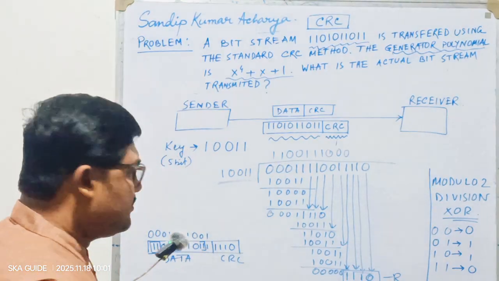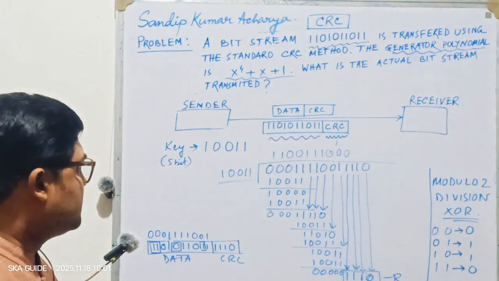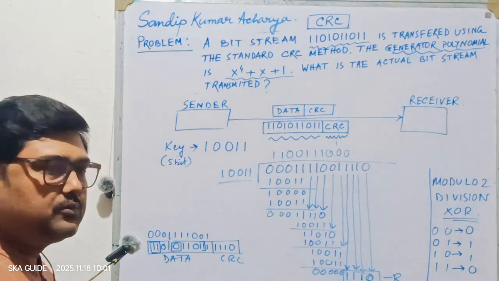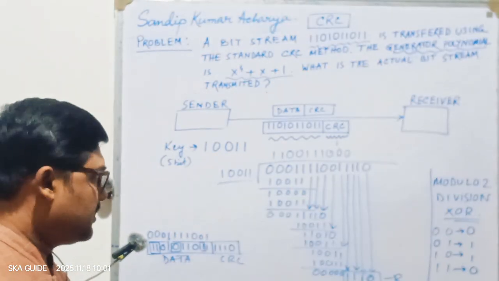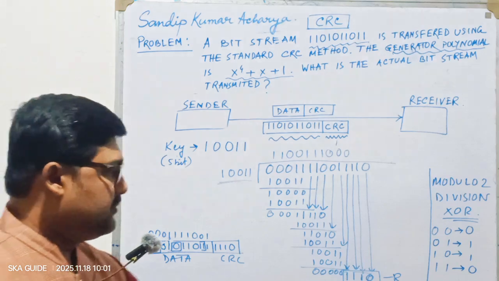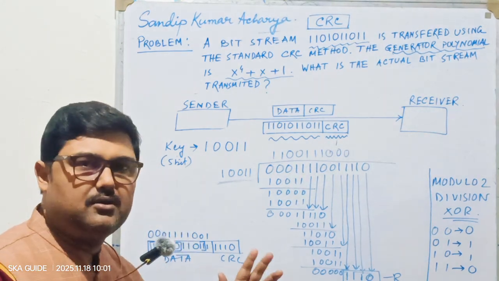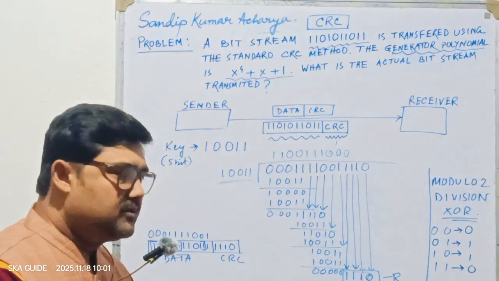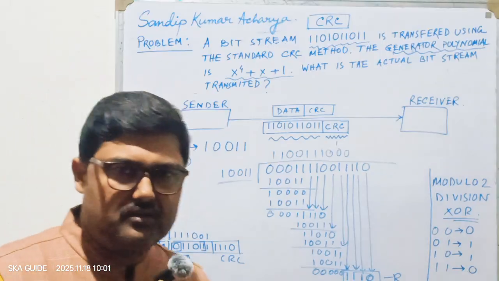Okay, so we have now seen both ways. If some error is there, the remainder will be non-zero. If no error is there, the remainder will be all zeros. Okay, so this is how the CRC code is working.